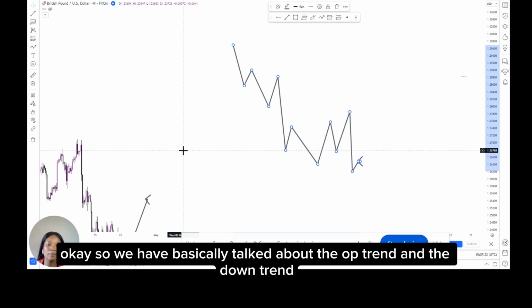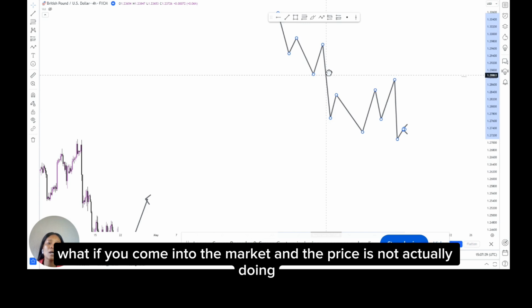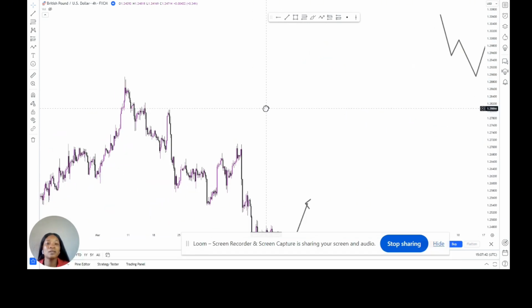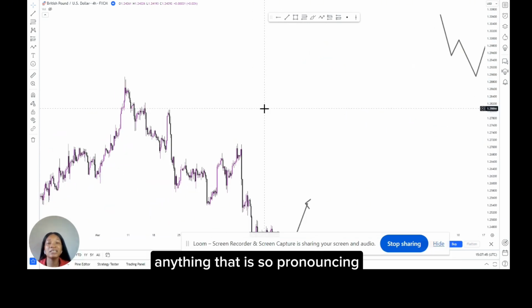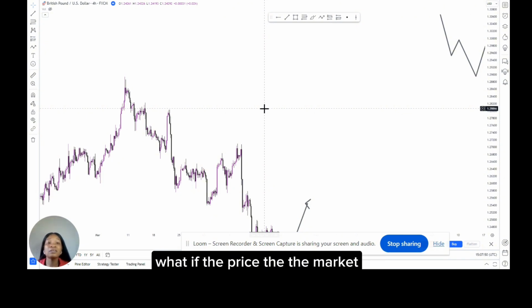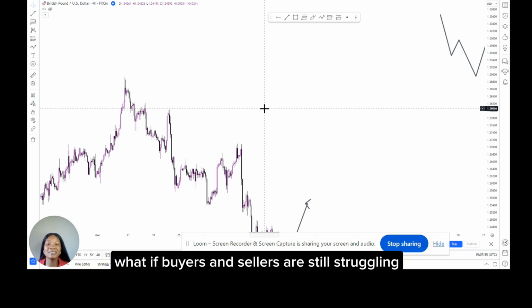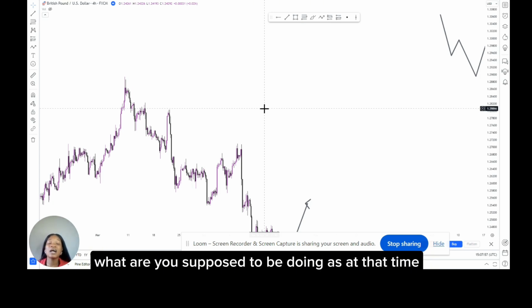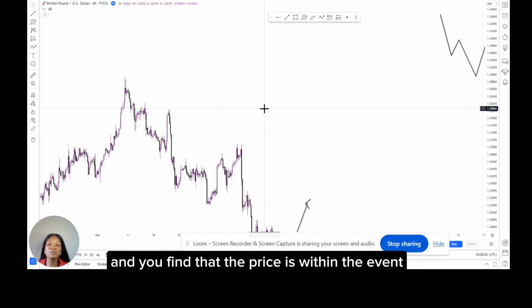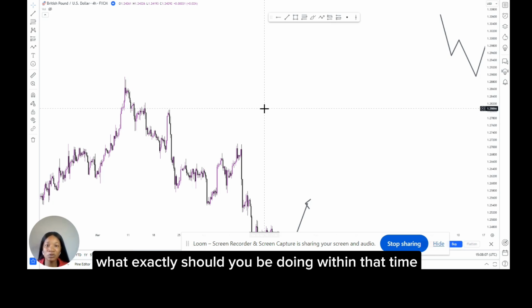So we have basically talked about the uptrend and the downtrend. So what if you come into the market and the price is not actually doing anything that pronounced? What if the price is just moving within a range? What if the market movers have not actually made a decision? What if buyers and sellers are still struggling? What are you supposed to be doing at that time? If you come into the market and find that price is within a range, maybe price is accumulating or trying to redistribute, what exactly should you be doing within that time?